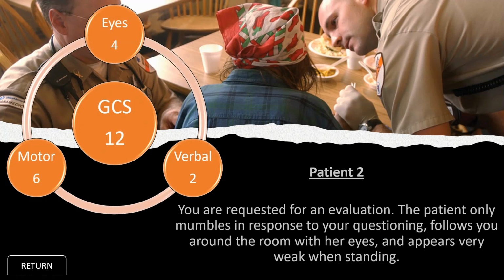Again, her eyes are open. She's following you around the room, so that's a solid 4 points. With verbal, she's only mumbling, so those would be considered incomprehensible sounds, giving her 2 points. And then she is weak when standing, but the fact that she can stand tells you that she has full motor function. She would get all 6 points in this situation.